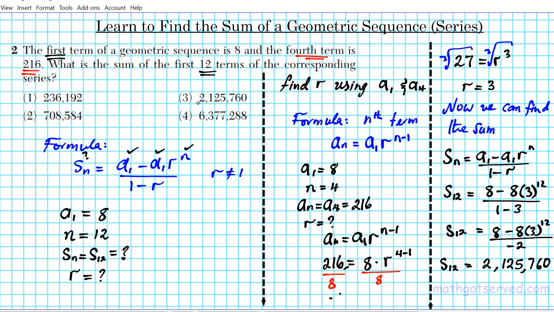The answer to question number 2 is option letter number 3. Okay, so this is basically how you find the sum of a geometric sequence, or find a geometric series where r has to be found using the nth term formula.